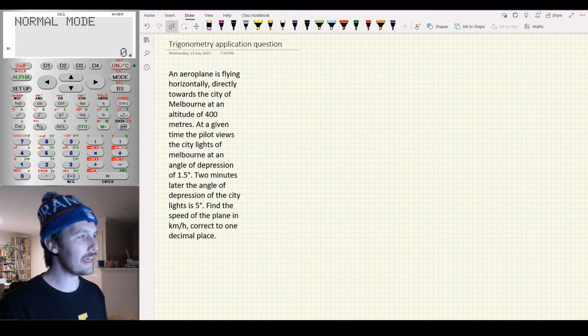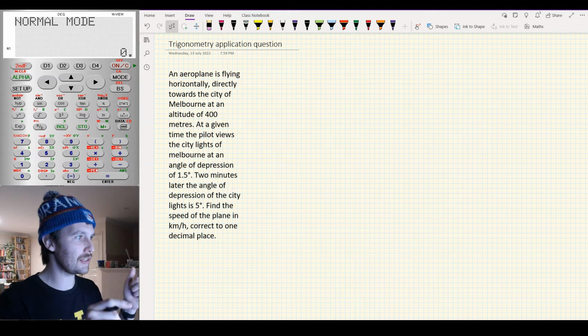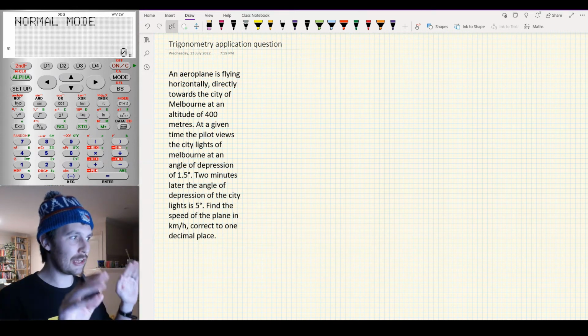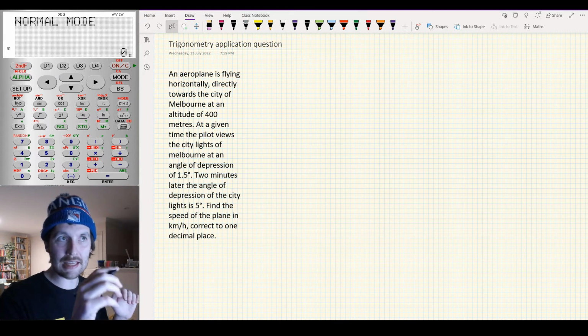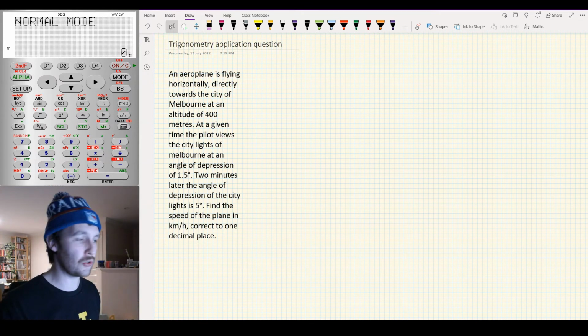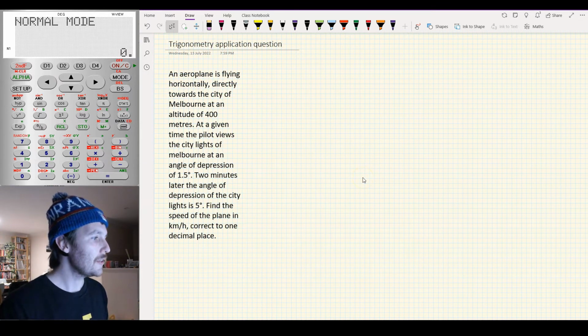We're given the altitude of the plane, and it doesn't change because it's flying horizontally, so that's a good bit of information to know. We're given the angle of depression at two different points and the time it takes to get between those two different points. So the actual point of the question is finding the speed of the plane in kilometers per hour, correct to one decimal place.